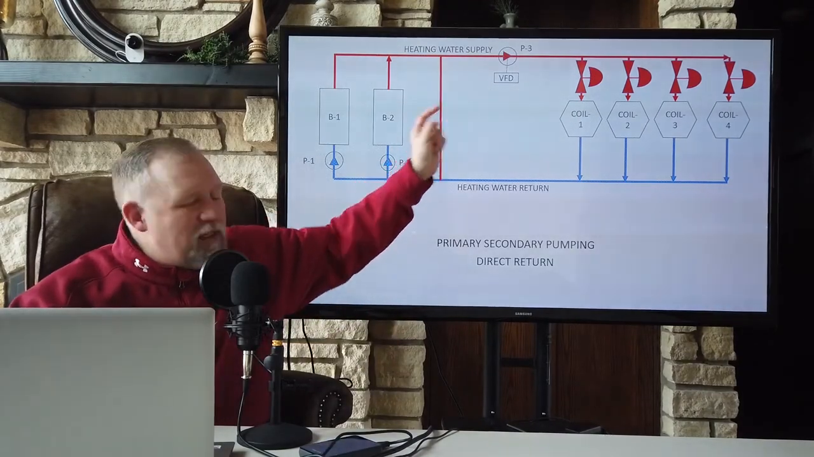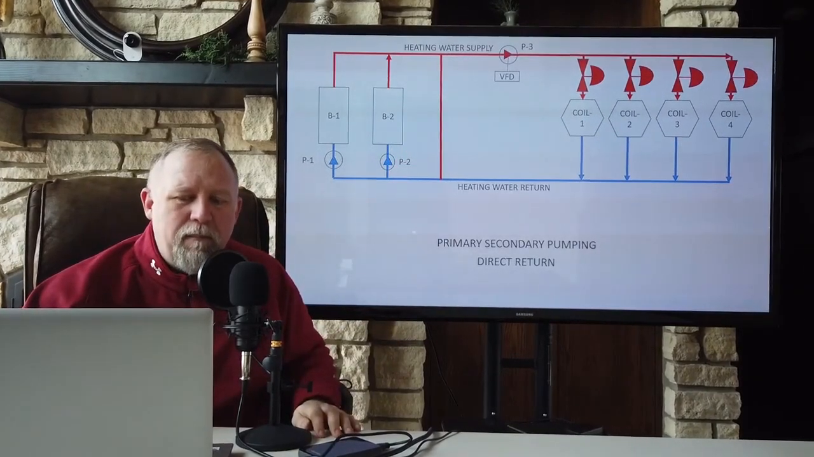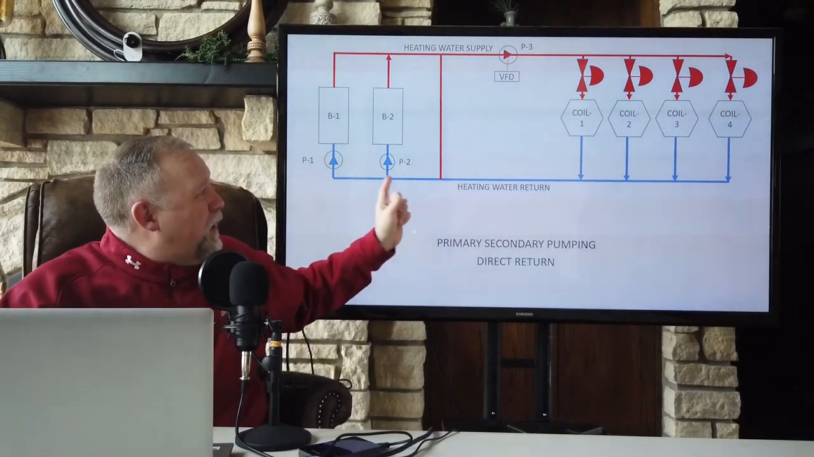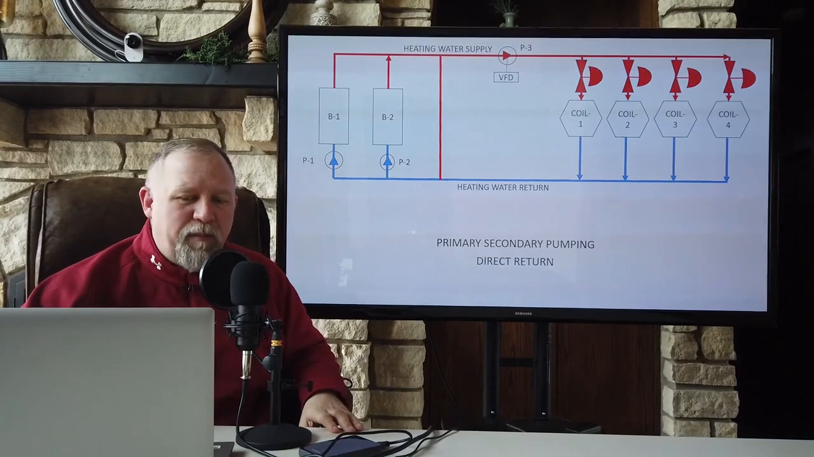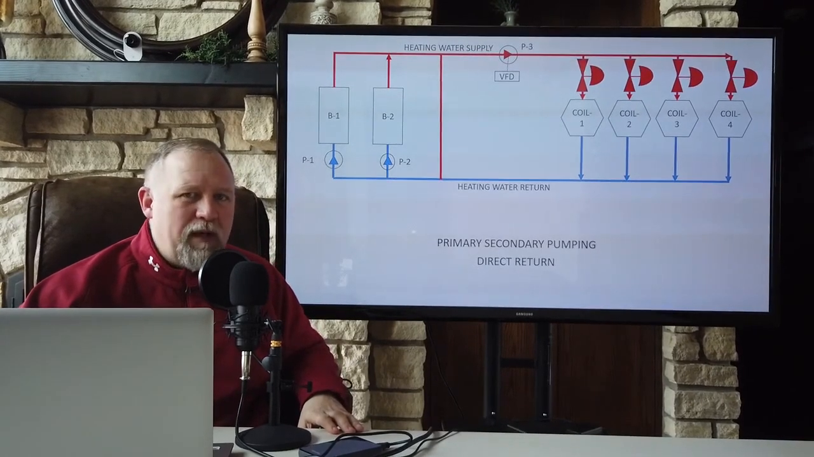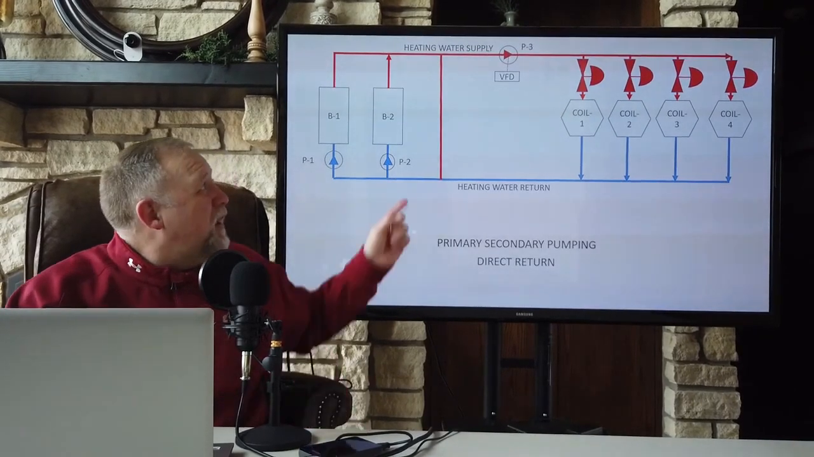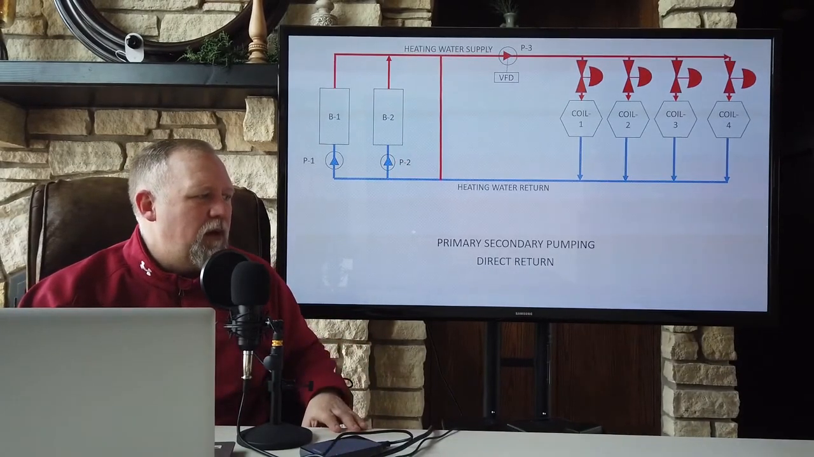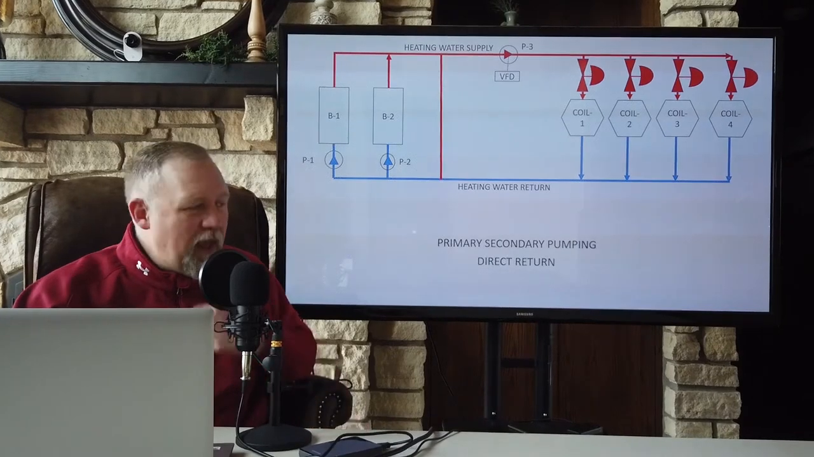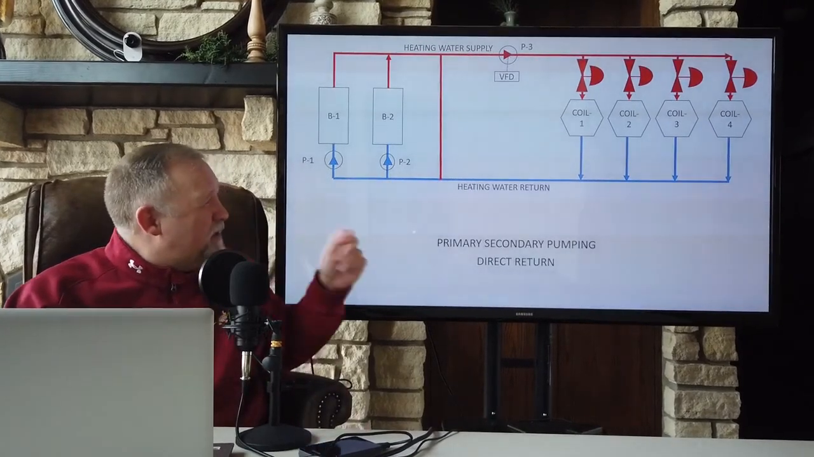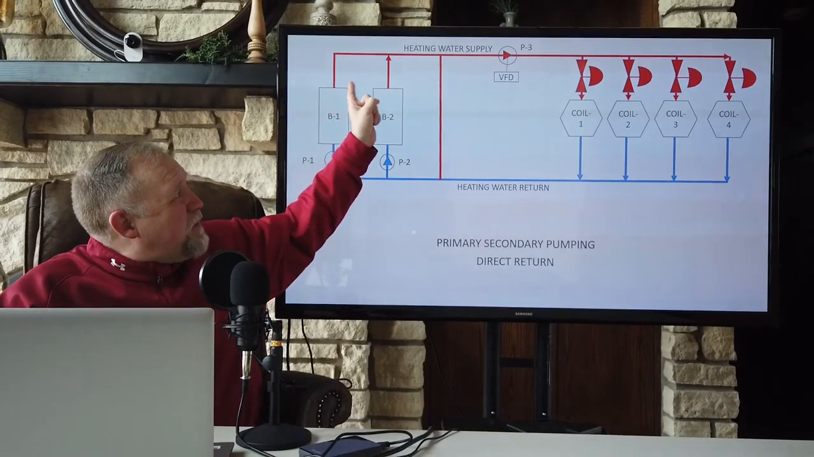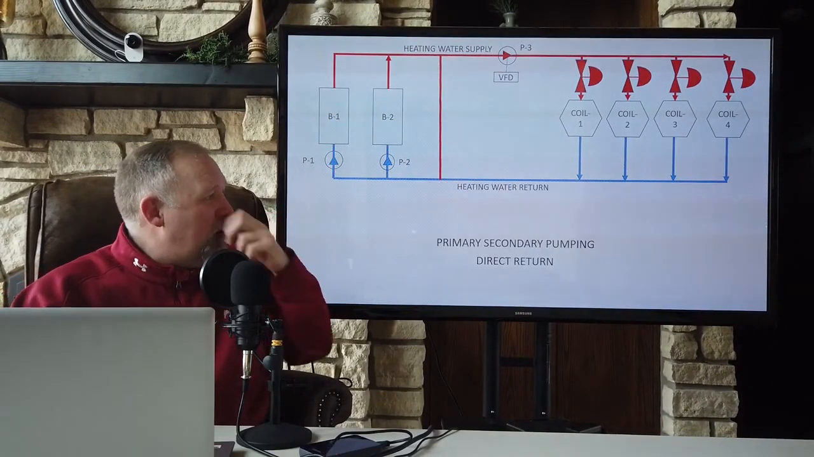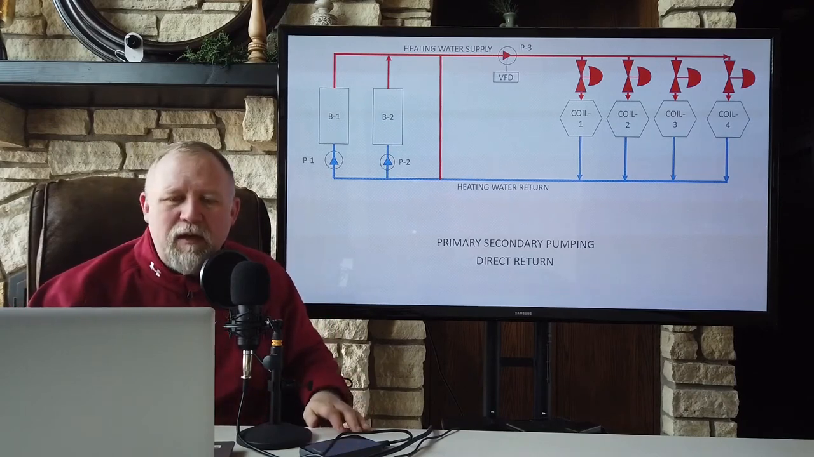Pump P3, the distribution pump, is normally much, much larger compared to pump P1 and pump P2. In other words, if pump P1 and P2 are like 1 horsepower or less each, pump P3 might be 50 horsepower, 100 horsepower, much, much larger. And as that pump speeds up and slows down, it's going to take as much water as it needs from the primary side and pump it all the way out to those loads, the coils that are distributed throughout the building.